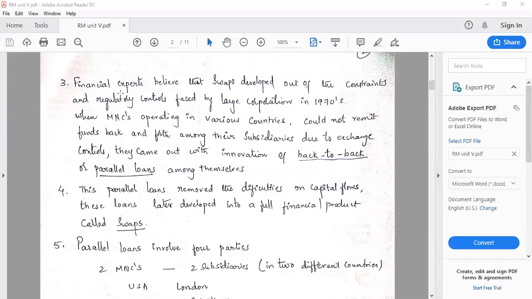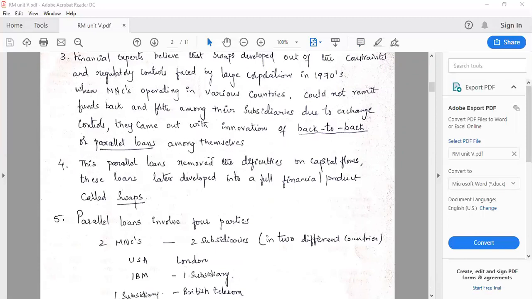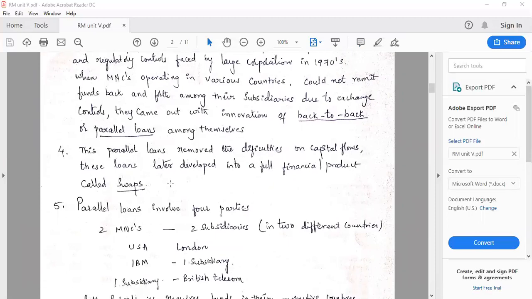Here, the financial experts, whenever they study these swaps, felt that they were developed based on the constraints and regulatory controls over the movement of capital in the 1970s. So in the 1970s, they found this restriction on movement of capital, and they came up with a new thing like back-to-back or parallel loans among themselves. Giving back-to-back loans or parallel loans from one country to another helps overcome this restriction, right? So what are these back-to-back or parallel loans? They remove the difficulties of capital flow, and in full-fledged form these back-to-back and parallel loans were converted into swaps. Initially they started with back-to-back loans and parallel loans. Later on, by modifying some aspects of them, swaps were developed.